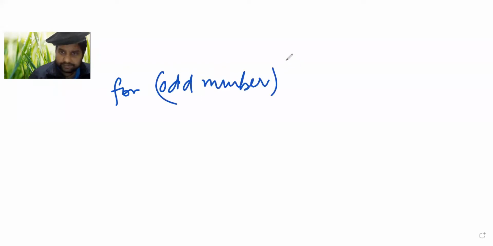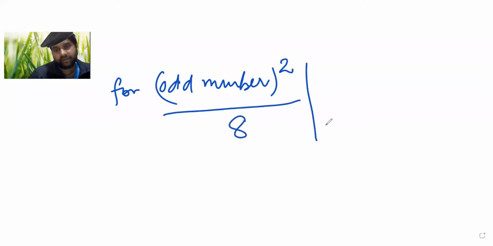Would you believe it if I told you that for any odd number in the system, if I take the square of it and divide it by 8, in all the cases, I will get a remainder of 1? If I told you that for all odd numbers in the number system, if I divide the square of it by 8, I will always get a remainder of 1, chances are that you will not. And that is why we will today go on to prove it.